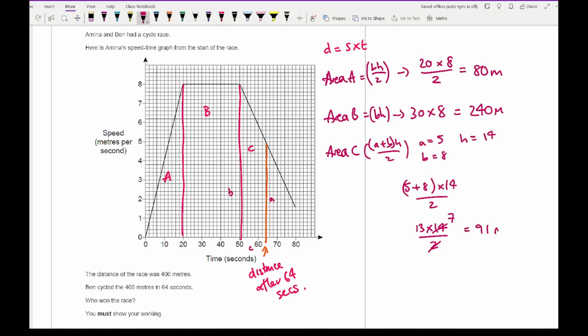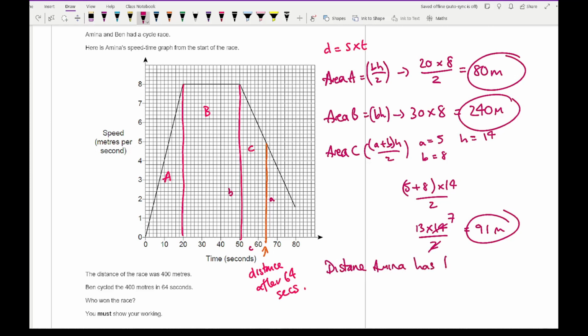So then here I've got my 3 distances that I need to think of. So the distance Amina has travelled in 64 seconds is 80 plus 240 plus 91. Let's just work that out. So 80 plus 240 plus 91 gives us an answer of 411 meters. So therefore Amina wins.